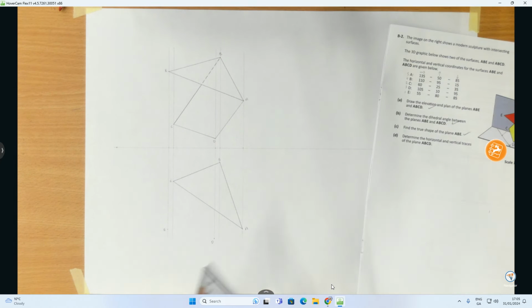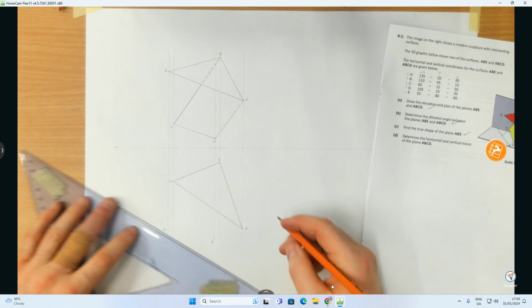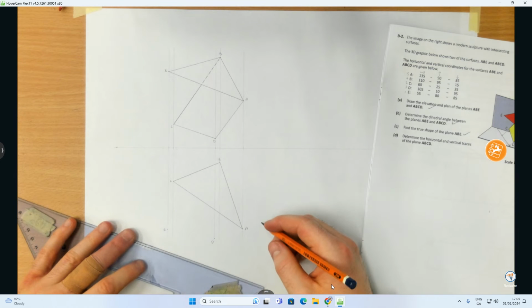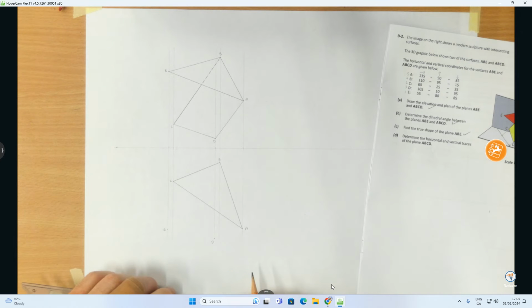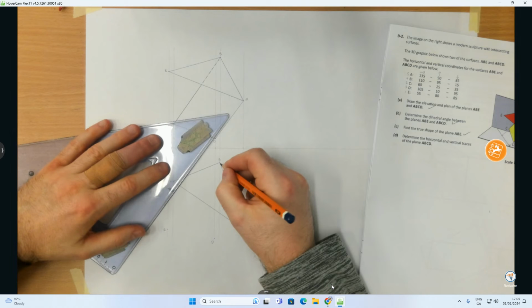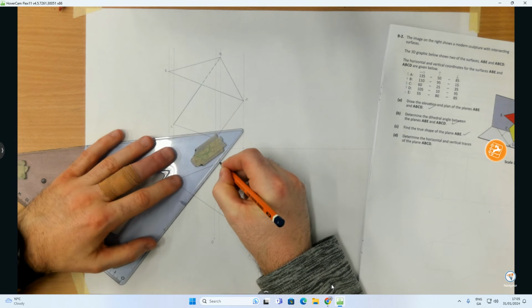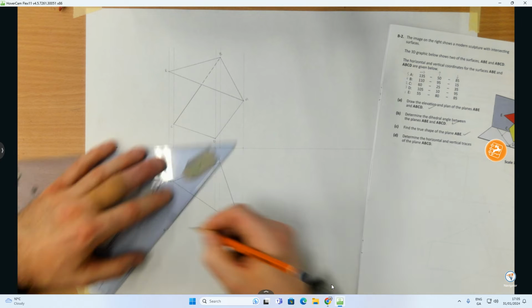Now, I have to do the same thing in my plan. A to B is connected, and now I'm going to connect, oh my God, did I make a mistake? It's A, B, E. I made an absolute doozy there. Apologies, guys. So I should have connected this one, A to B to E.